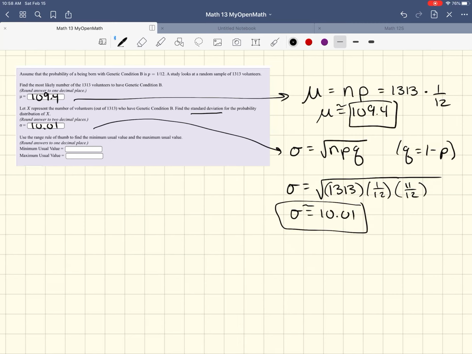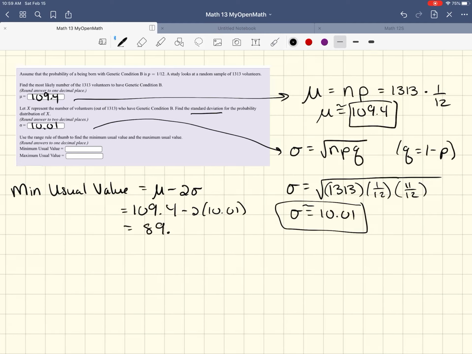Okay. Finally, let's find the minimum usual value and the maximum usual value using the range rule of thumb. So remember that the minimum usual value is 2 standard deviations away from the mean. But we're doing the minimum, so subtract 2 standard deviations. So that's going to be 109.4 minus 2 times 10.01. The minimum usual value is going to be, to 1 decimal place, 89.4.